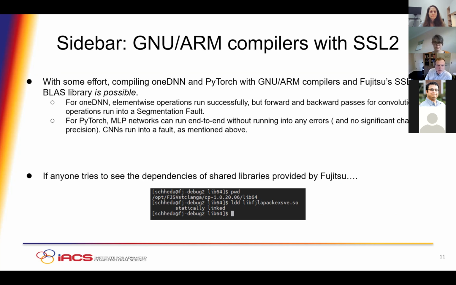Tony suggested that it might not be ABI compatible, which could be true. And if anyone has ever tried to look at the shared libraries provided by Fujitsu, you will see that they are statically linked. So it is hidden from the standard linker.